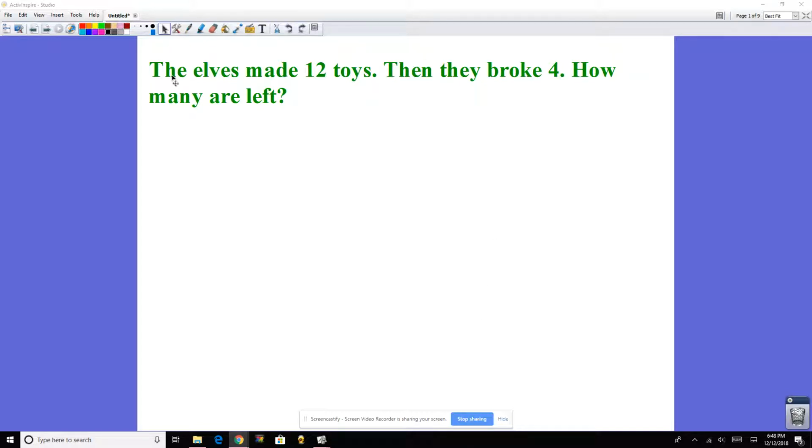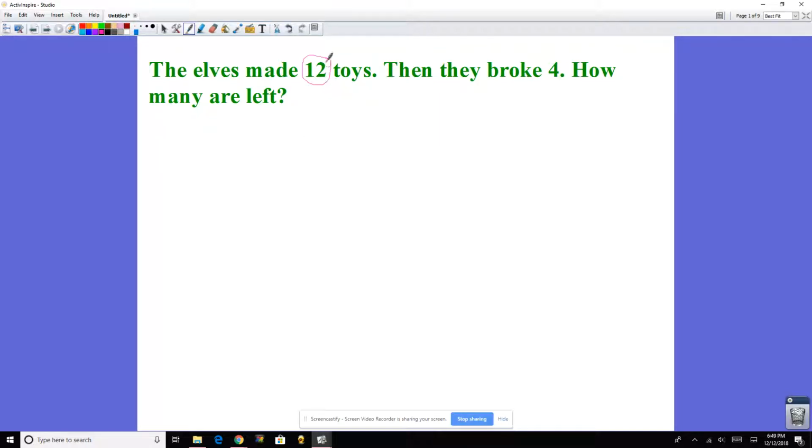So, our first word problem says the elves made 12 toys. Then they broke 4. How many are left? We're going to subtract because it says how many are left and broken means take away. We're going to see how many we need to start with. It says the elves made 12 toys. We're going to circle 12. That's how many toys we started with.